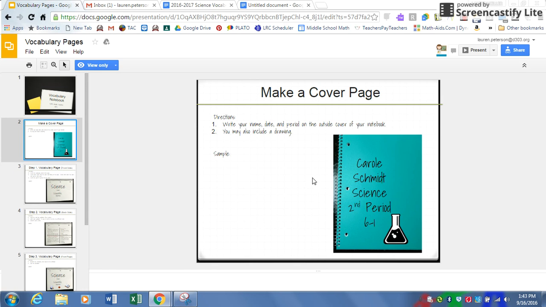So the first thing that you're going to need to check is that the cover page is just the front of the notebook. So here's an example from Mrs. Schmidt. She's a Team 6-1 teacher. So again, this is the outside of the green spiral.